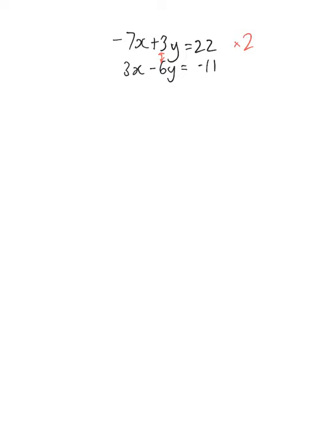So I'm going to do that now. Multiply that top one. Remember, it's the whole equation. So -7 times 2 is -14. All right, 3 times 2 is 6. 22 times 2 is 44. Again, you don't have to label them, but now we're going to be using this equation here, and then this equation here that we just made.